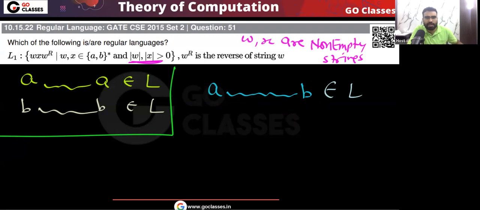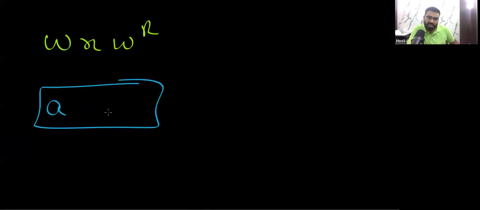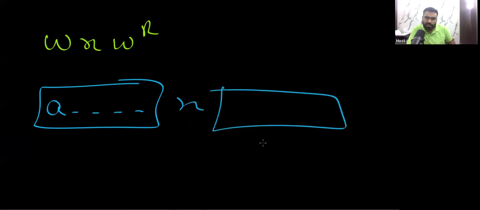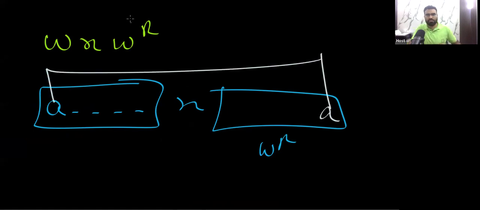Are you getting my point? A very simple point I'm asking. You can easily see, you have W, then X, then W reverse. Now you notice, if this is your W, which is starting with A, then there is X, then there is W reverse. Then the last symbol should be A or not?